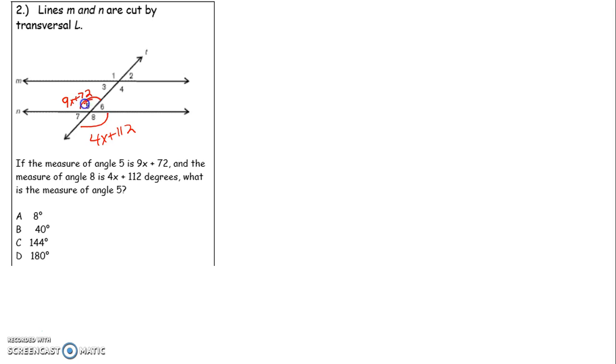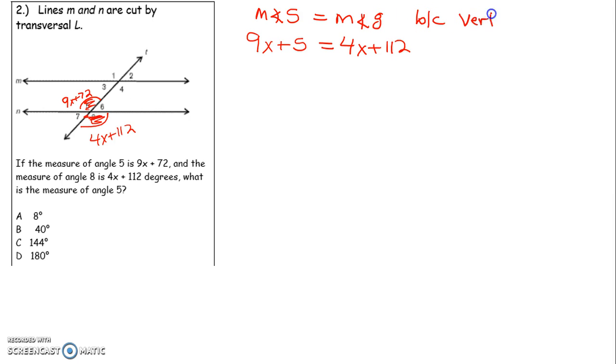Okay, well, if I look at these angles, these are vertical angles. Vertical angles, angles opposite each other when two lines cross, are congruent, which means they'll have equal measure. So I can take what they tell me angle 5 is and set it equal to what they tell me angle 8 is. The measure of angle 5 will equal the measure of angle 8 because they are vertical angles.